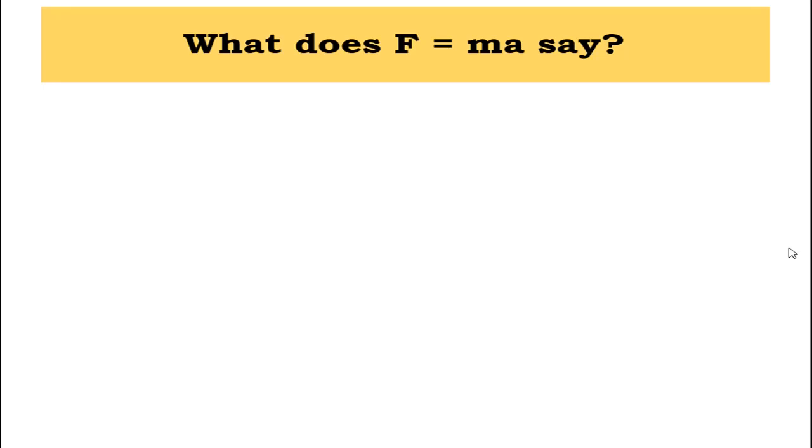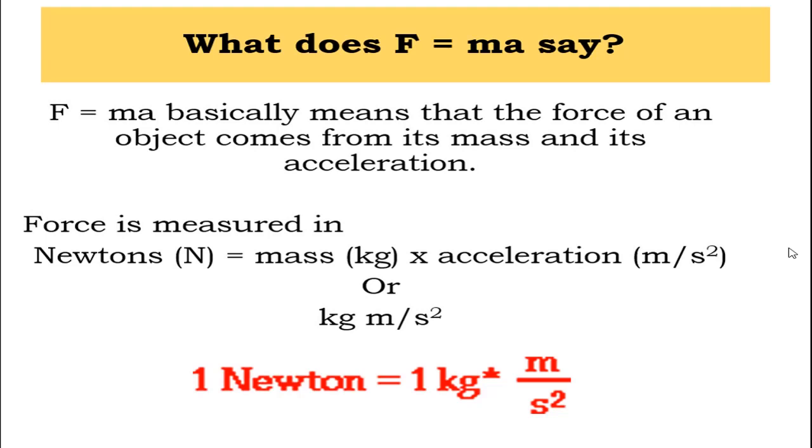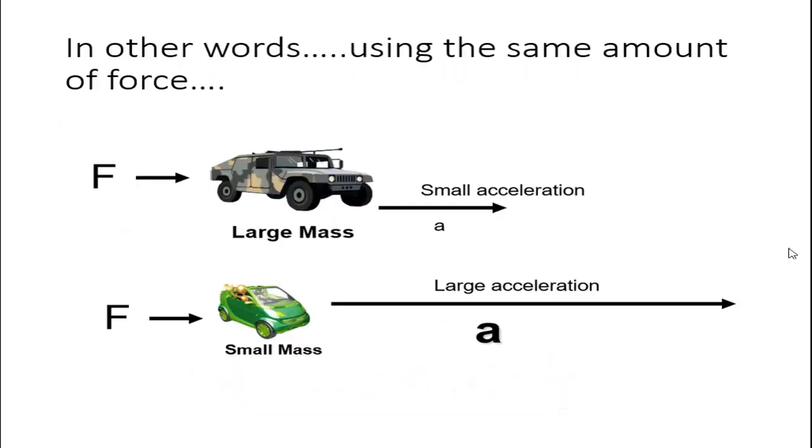What does F equals ma say? This is a mathematical equation. Force is equal to mass times acceleration. I will show you how to solve problems with this formula soon. So for example, the same force. Same force but a heavier object, only a small acceleration. If it is the same force and you push the heavy object, there is only a small acceleration.